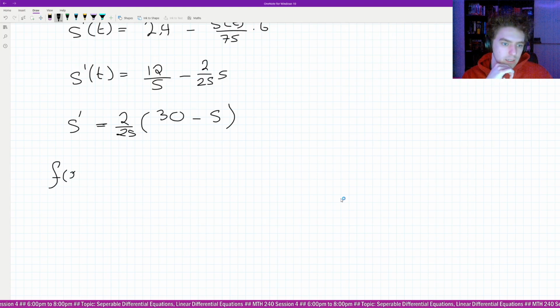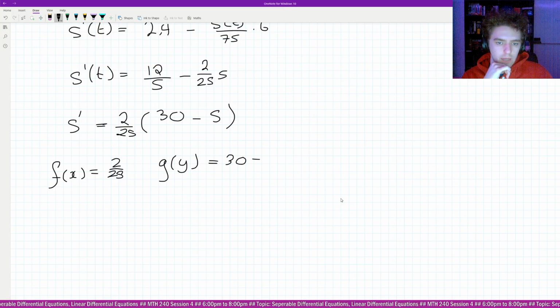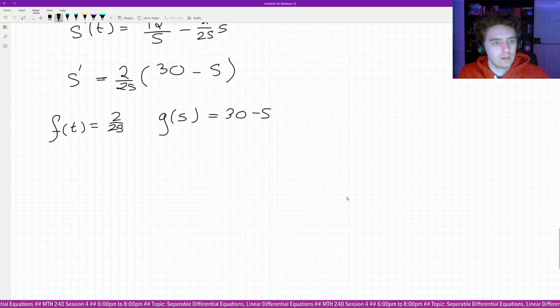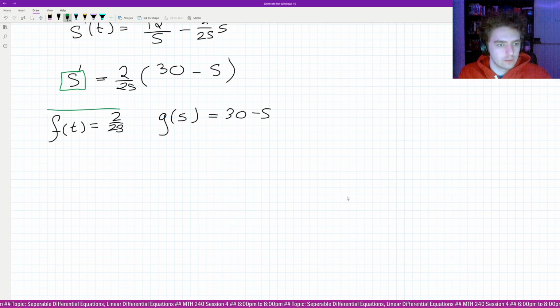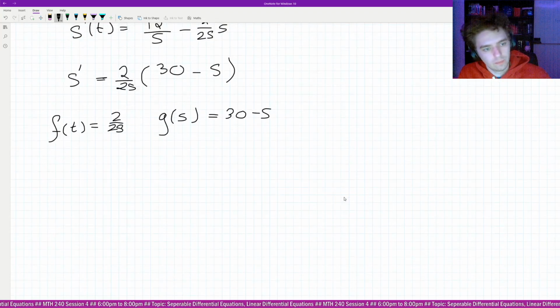Our f of x is 2 over 25. And our g of y is 30 minus s, so technically g of s. Right? And technically this is f of t. But yeah, just to match the variables. So what you're looking for is some function of this variable times a function of some other variable. Or no variable is fine, just a number. We could have done this before and just said 1, and that would work too.